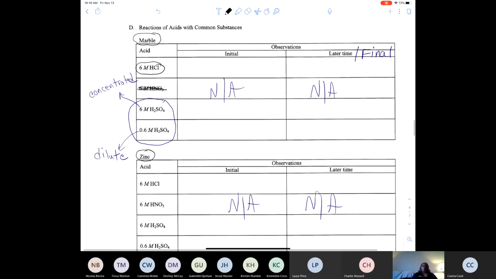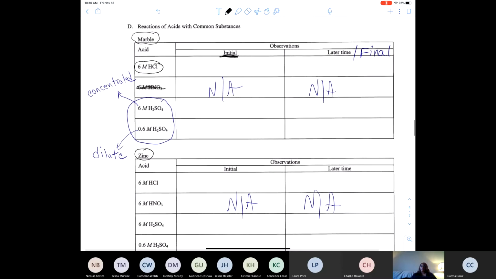And so you're going to be making initial observations of the reactions between these acids and each of the substances. And then I let the reaction sit for way over an hour. And then I took another video of each reaction at a later time. And so then you're going to write your observations for each of these reactions after those reactions have taken place for more than an hour.